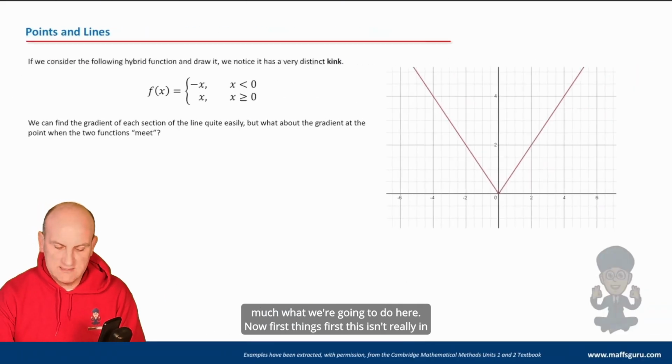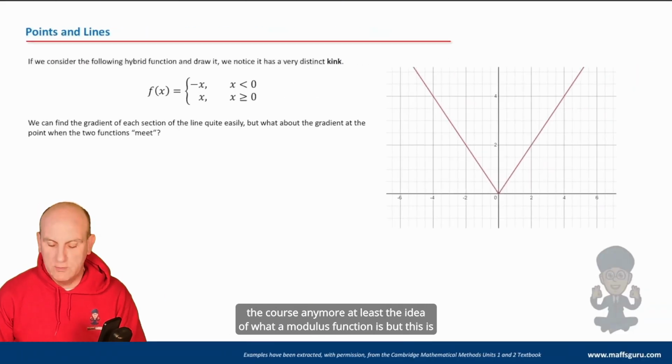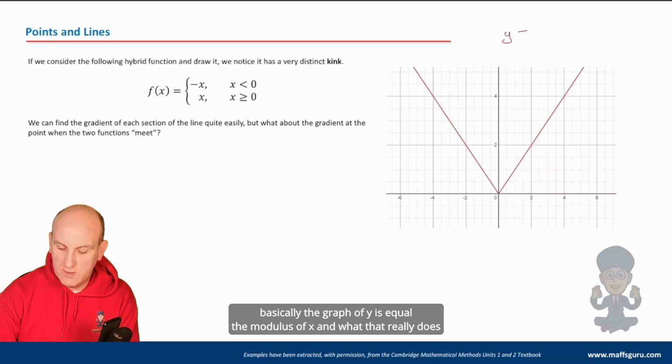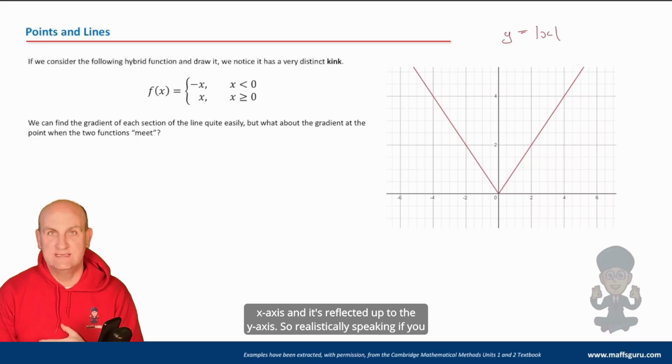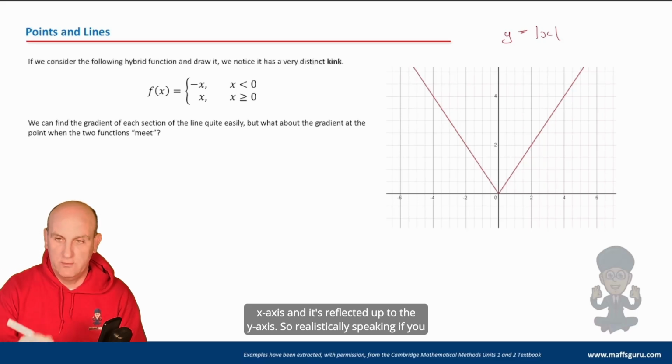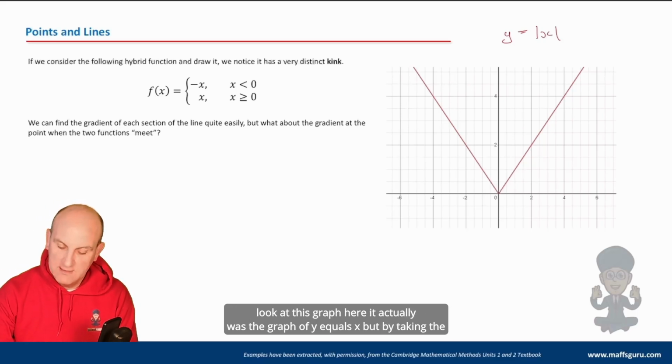Now, first things first, this isn't really in the course anymore, at least the idea of what a modulus function is, but this is basically the graph of y equals the modulus of x. And what that really does is take every negative part of a graph, everything that goes below the x-axis, and reflect it up. So if you look at this graph here, it actually was the graph of y equals x. But by taking the modulus, we effectively ended up with this bit here.